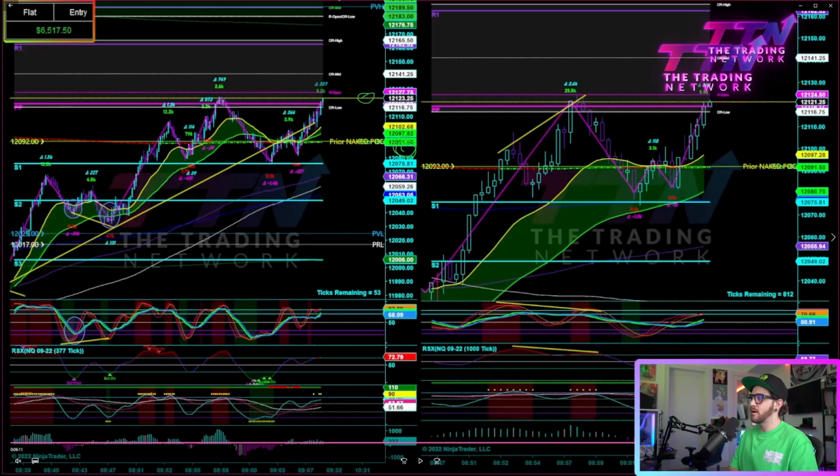Another very high probability setup. A great day with lots of opportunity. A bunch of amazing trades taken on stream in the TTN private Discord.